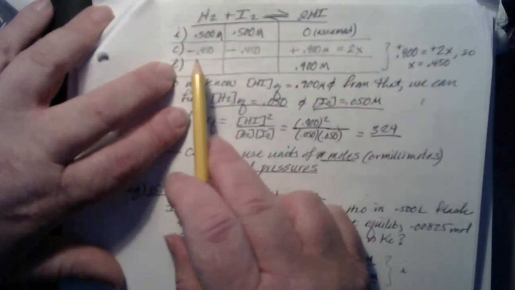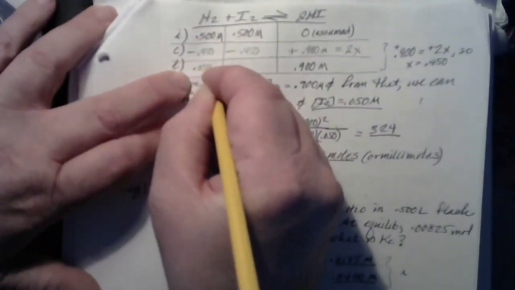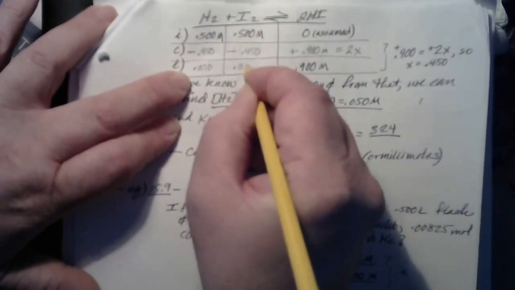Okay. And then to find these equilibrium concentrations for the reactants, you just take the initial plus the change. So 0.5 plus the change, which is negative 0.45, and you get 0.05 for the concentration at equilibrium of both of the reactants.